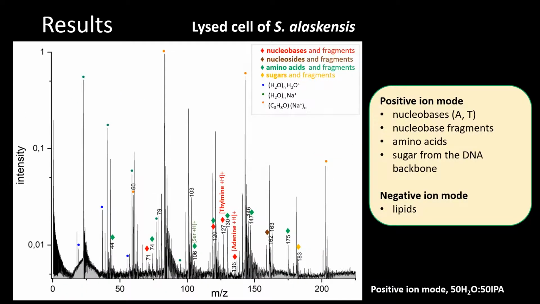We investigated whole cells of S. alaskensis. So instead of performing a chemical extraction, we only lysed the cells by sonication. This process makes more sense than a chemical extraction if we compare to a potential detection of these compounds on missions such as Europa Clipper. Here you can see the spectra of the lysed cells in the positive mode, and we identified 2 nucleobases, adenine and thymine, many nucleobase fragments, many amino acids, and some sugar of the DNA backbone.